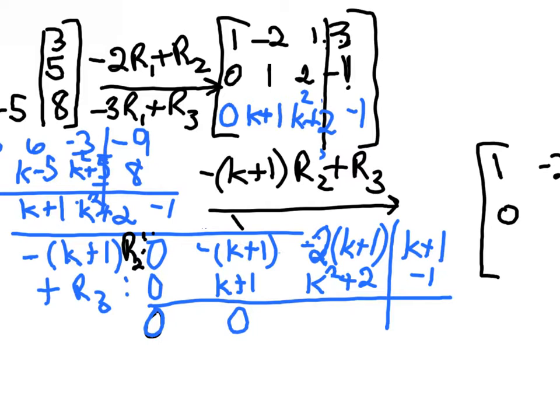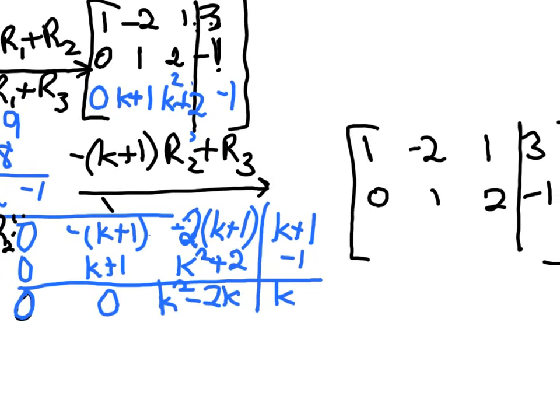Now in this position, we've got k squared, and then we've got negative 2k. If you distribute this negative 2, then you've got negative 2 and you've got positive 2 here. So when you combine those terms, the constant is 0 now. So we just have k squared minus 2k in this entry here. And then k plus 1 minus 1, so just k in this position here.